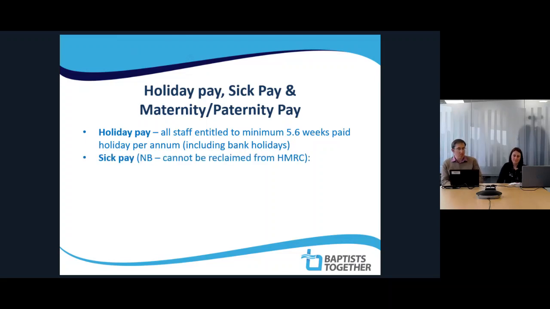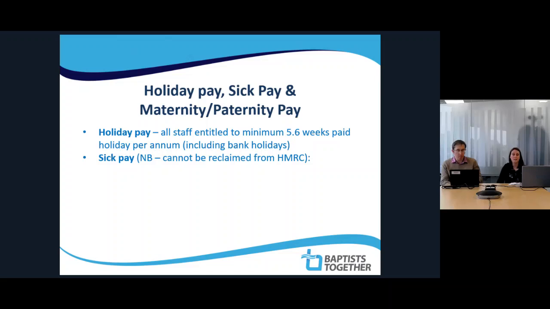Sick pay. Now this can be slightly confusing. You used to be able to claim sick pay back from HMRC, and you can no longer do that now. They stopped it when they brought the £3,000 employers' national insurance allowance in. So if you want to pay your staff sick pay, you're paying them that money. You can't reclaim it back.